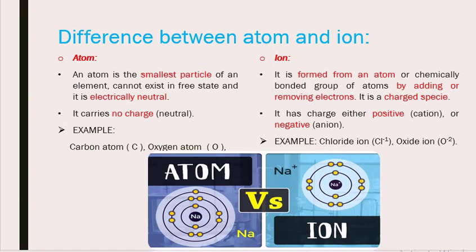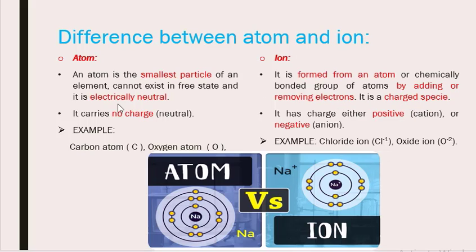Difference between atom and ion. Atom. An atom is the smallest particle of an element that cannot exist in free state and is electrically neutral, while an ion is formed from an atom or chemically bonded group of atoms by adding or removing electron. It is a charged species.